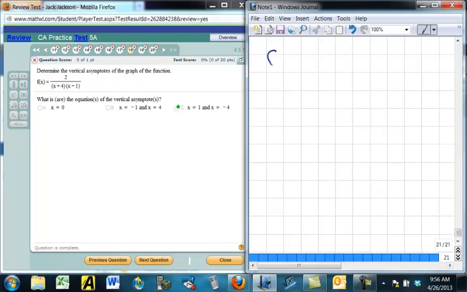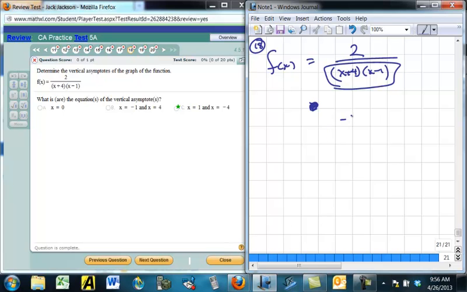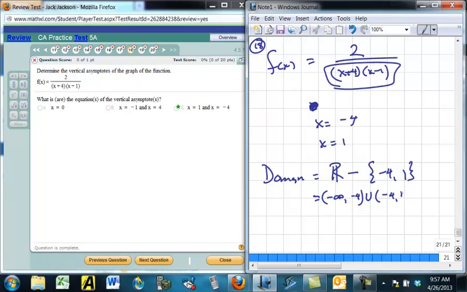How about this one? Does it have any vertical asymptotes? Okay. 2 over (x plus 4)(x minus 1). Again, we look at what makes the bottom 0, and we see that if x is negative 4, or if x equals 1, that's what's not allowed. So the domain is all reals except for those. In interval notation, that would be negative infinity to negative 4, skip over the negative 4, go from negative 4 to 1, skip over the 1, go from 1 to infinity.